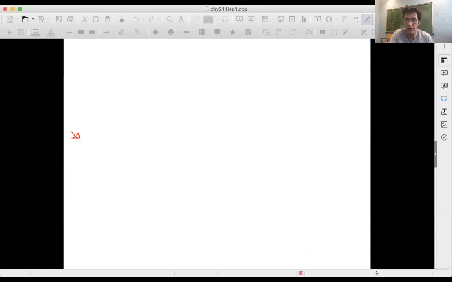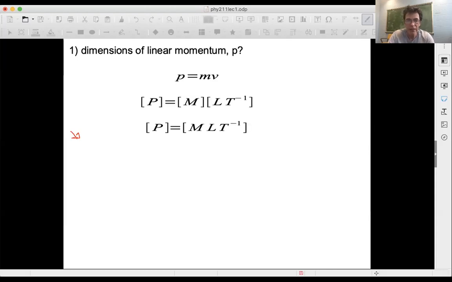Okay, so let's do these 2 examples. Here's the first question. What's the dimensions of linear momentum P? So P is a symbol we always give linear momentum. You get used to that. Here's my solution, and let me just step through this solution for you.